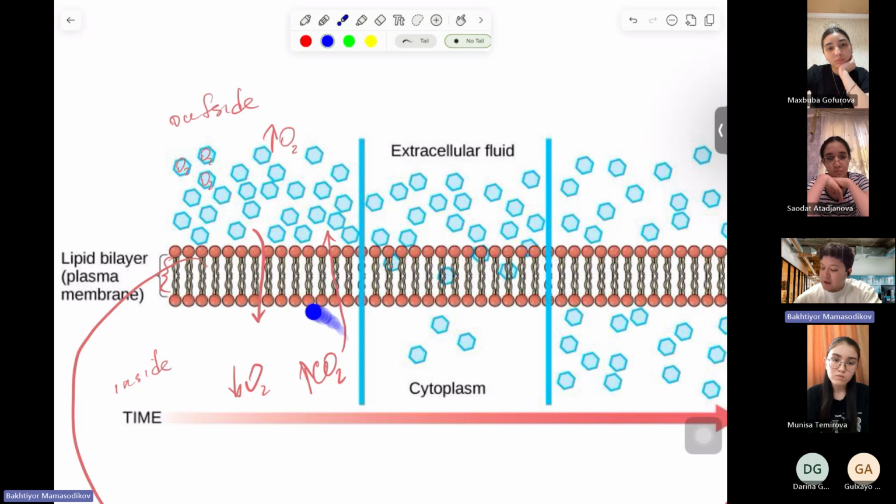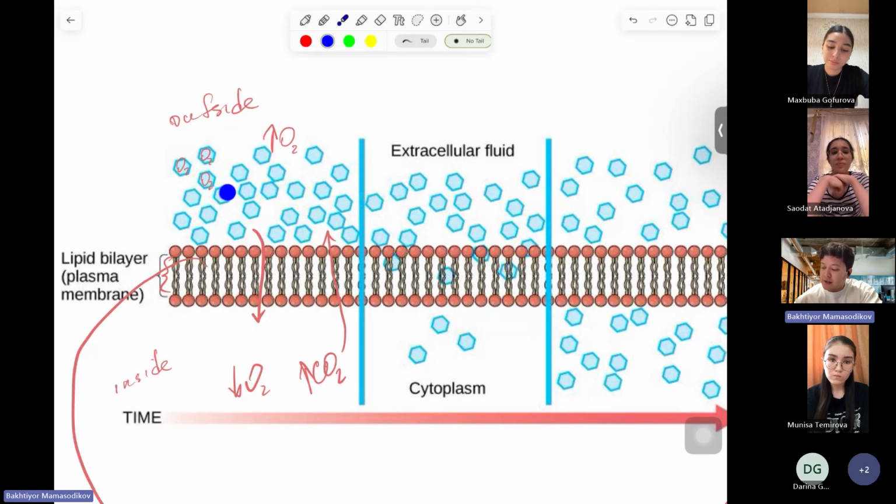If inside of the cell we have less oxygen and outside we have more oxygen molecules, they're going to move down the concentration gradient. That means they're going to move from higher concentration to the lower concentration. Outside is more and inside is less, so they move according to the concentration. They're going to push each other, and those oxygen molecules are going to go inside until we fill the cell.